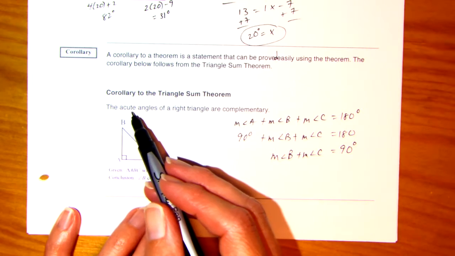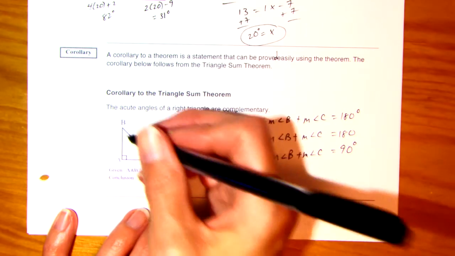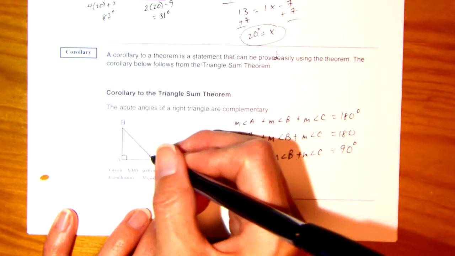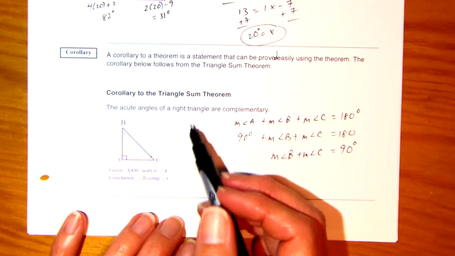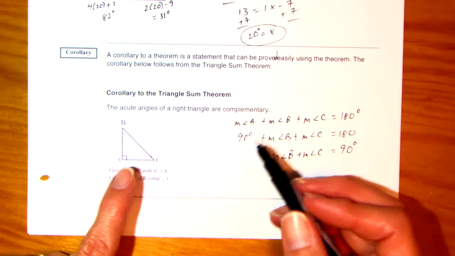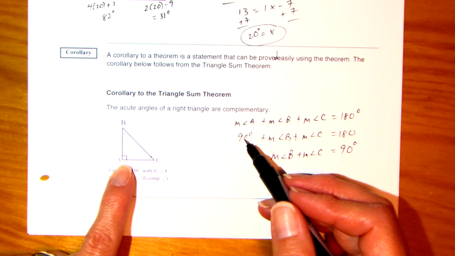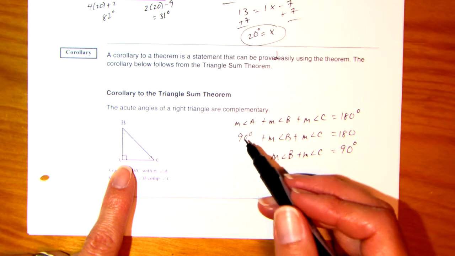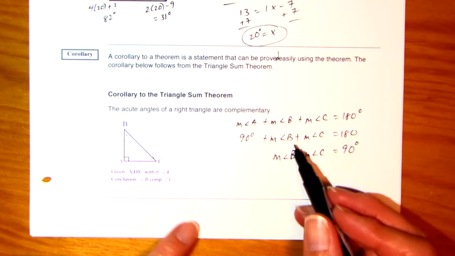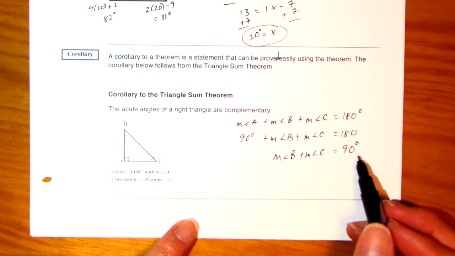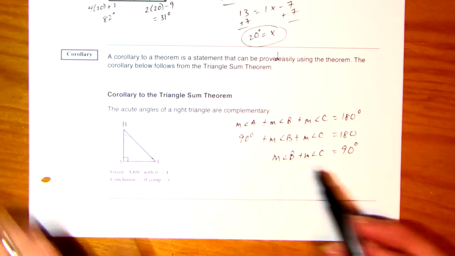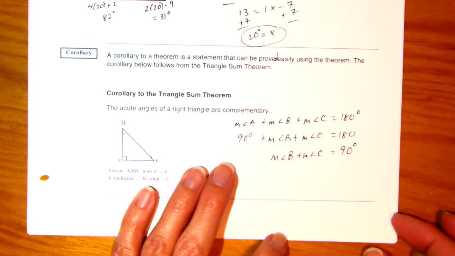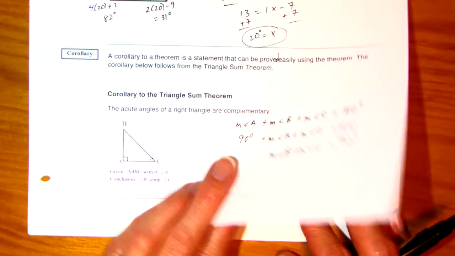So this corollary says the acute angles of a right triangle, that would be these two angles, these are the acute angles because that's the right one, are complementary. Let's see why. We know the measure of angle A is 90 degrees, that's my right angle, plus angle B plus angle C. So I just substituted that in. Subtract 90 on both sides, the measure of angle B plus the measure of angle C equals 90. So your two acute angles will always equal 90. On the next page we're going to apply that.